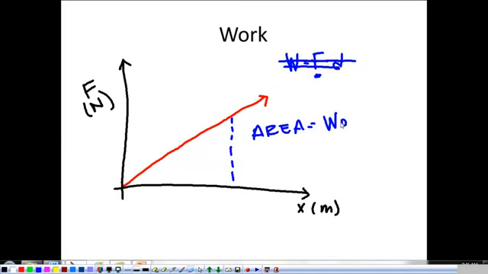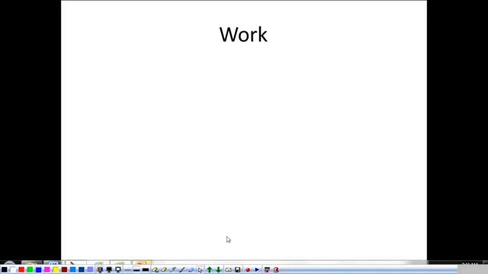So the area here is equal to the work. In this case it's a triangle, so it's 1/2 base, my delta x, times that final force. Because it's a triangle. Now, if we had all sorts of different shapes, we could do all sorts of different things with it. The only two things we're really going to have to worry about are a triangle and a rectangle. That's then our introduction to work.